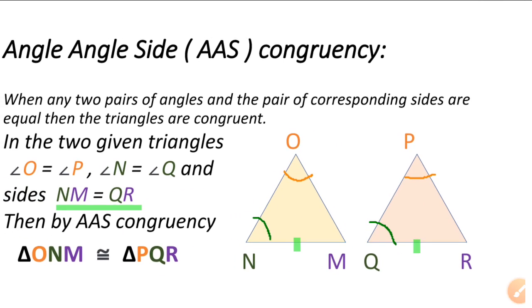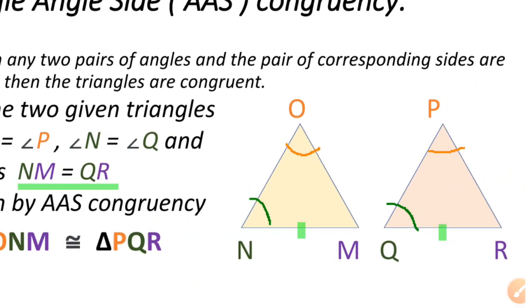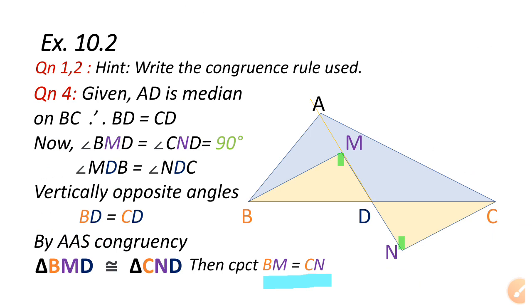Now see the next page. This one is the next page. So we will start exercise 10.2, the first and the second question. For questions number 1 and 2, a hint is given. You can answer these. For the reason you can mention the rule of congruency used there. It will be either angle side angle or angle angle side. So you have to choose which rule you are using, and also identify the side which is equal. Just read the question and you can answer.